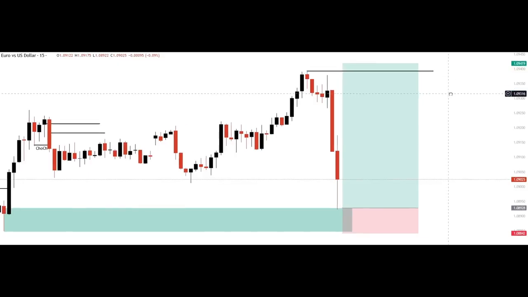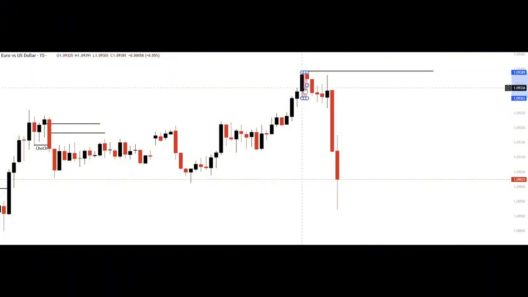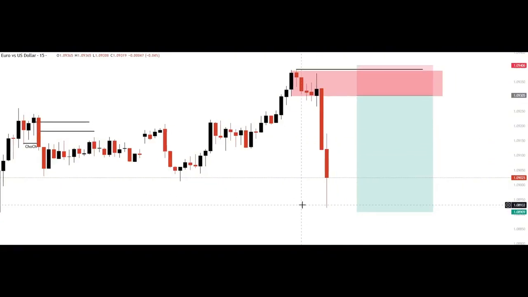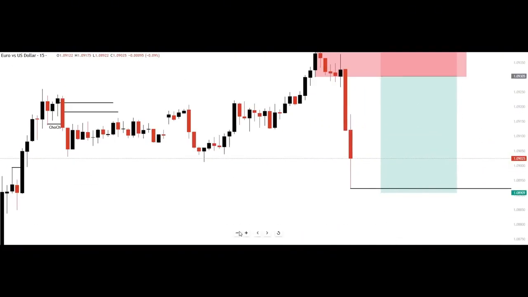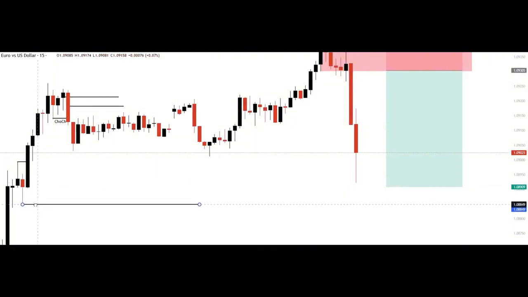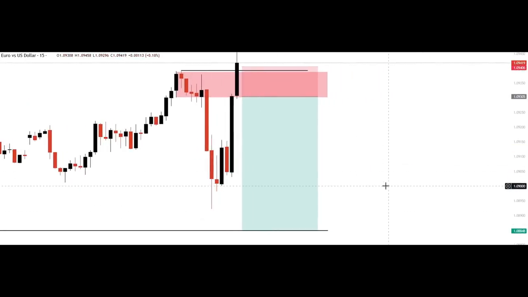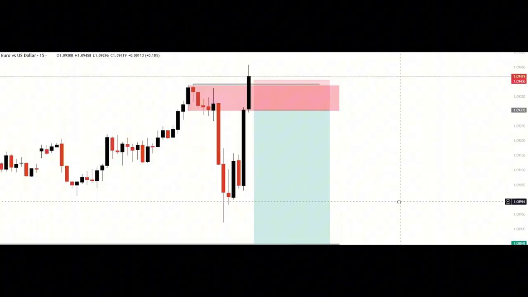Those who only use market structure saw the change of character and looked for a supply zone, and we actually got one right here. So let's place a sell short, stop loss above the highs. Take profit, we can place it below the current low, or below the swing low. And the traders that did that lost the trade.